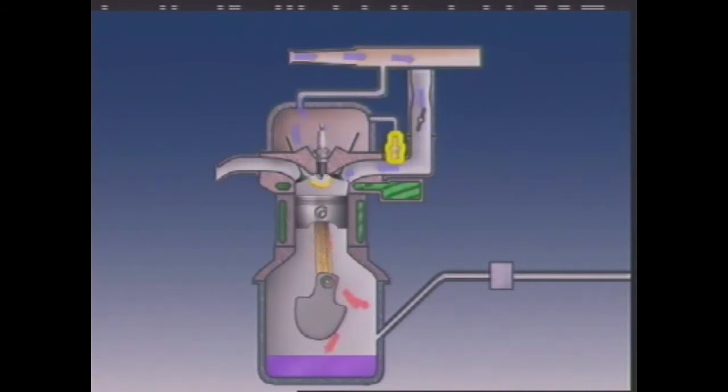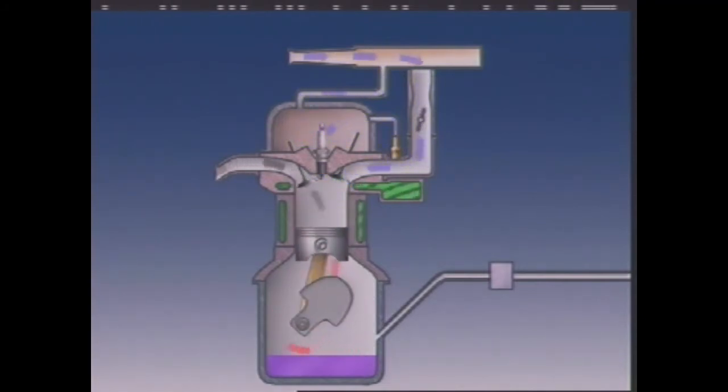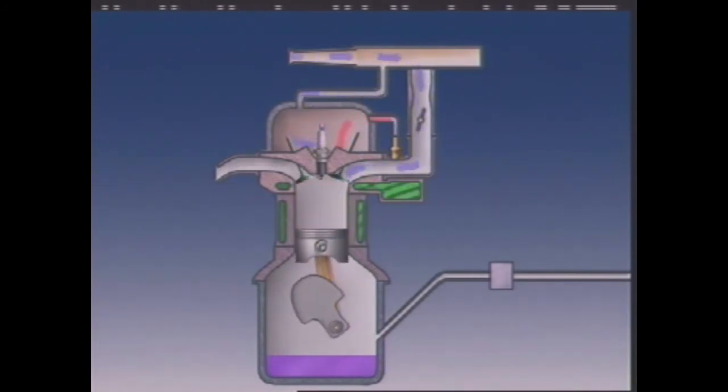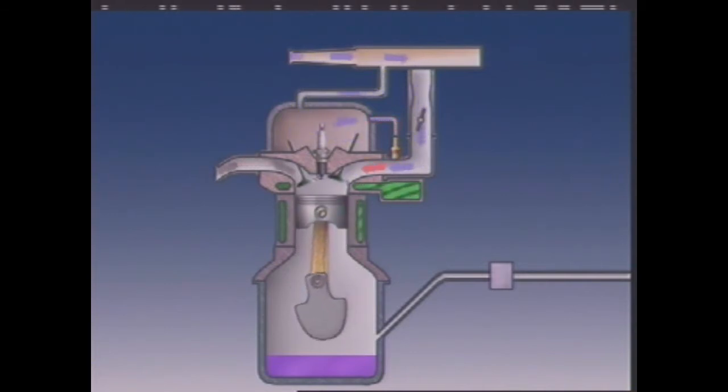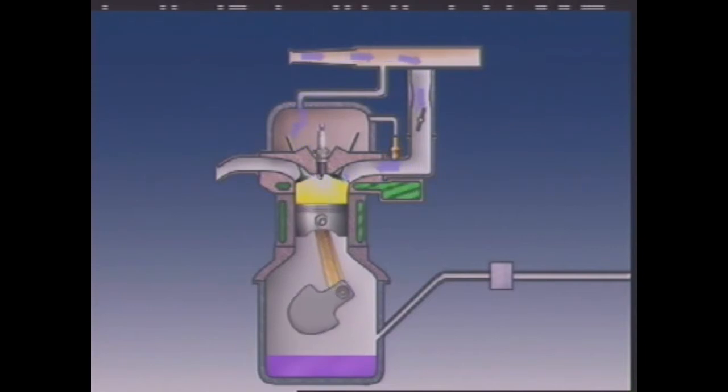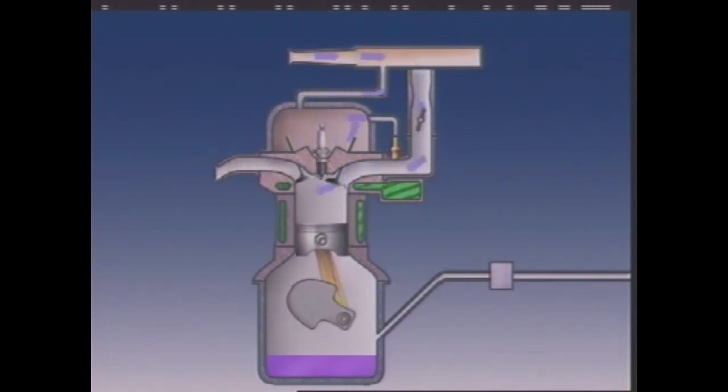When the engine starts, the positive crankcase ventilation system flushes vapors out of the crankcase and into the intake manifold, where it joins with the inlet air-fuel mixture. Once in the inlet manifold, the vapors are drawn into the engine, where combustion can convert them into carbon dioxide and water vapor.